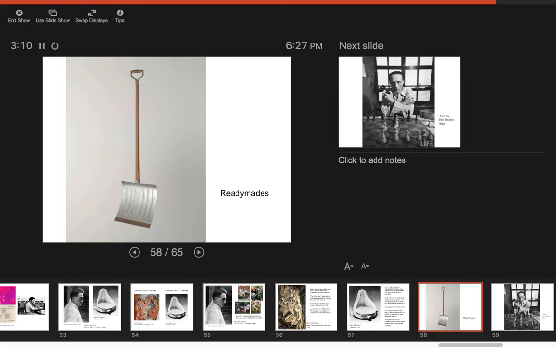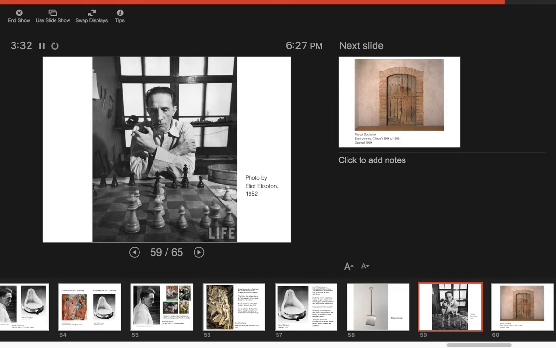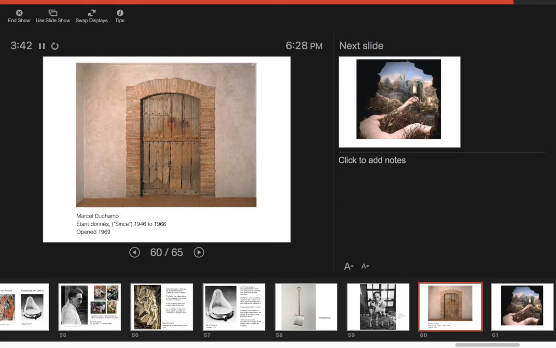And he has others. This one's in the Museum of Modern Art. It's not there the last time I was there, but occasionally you see this hanging on a little wire in MoMA. It's just a snow shovel. He went to a hardware store and bought a snow shovel. Then, in his late 40s, he gives up art and spends the last 20 years of his life playing chess, not making art. But it turns out that whole time he was working on a secret piece.